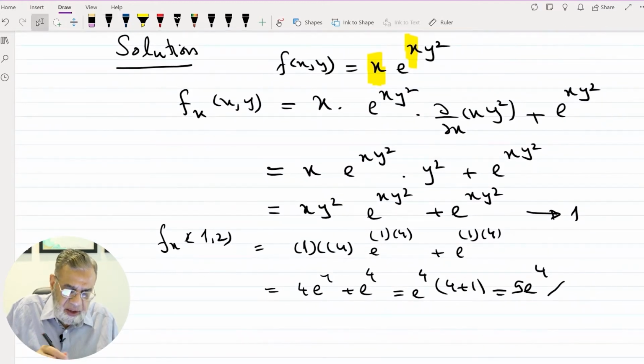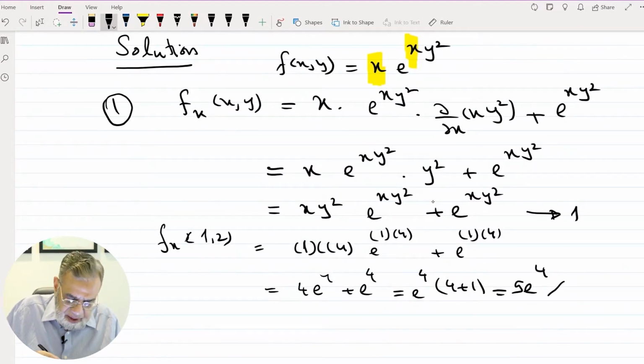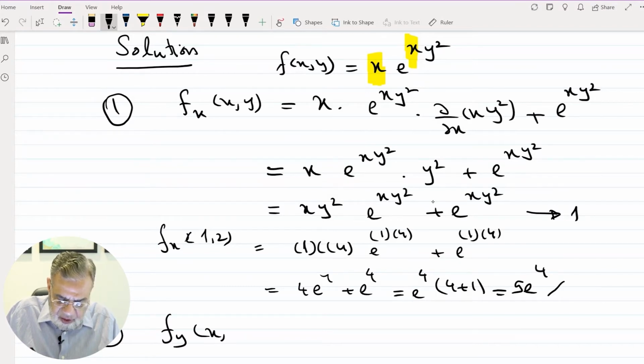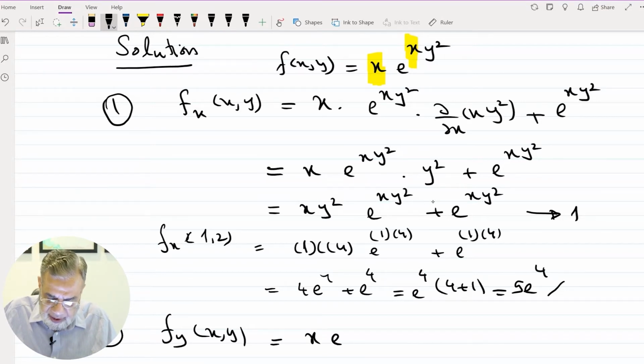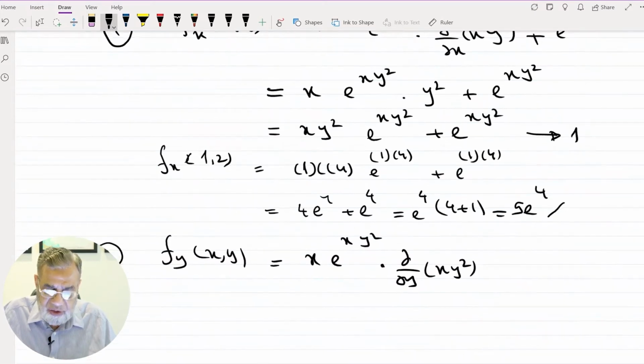Now next, this is my first result. For my second result, I want to find the partial derivative of this one with respect to y. When we take the function xy, y is appearing only once. So there is no product rule which is going to be applied. X is constant. So we get x e to the power x y squared into the derivative of x y squared with respect to y. Now x is constant, so only y is changing, because y appears only once, we don't need the product rule.